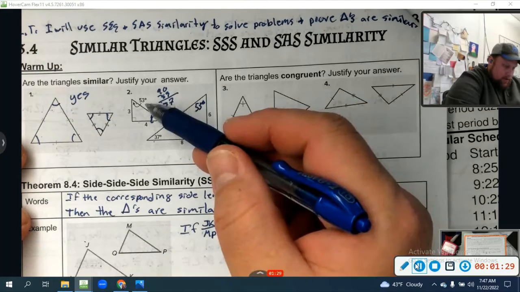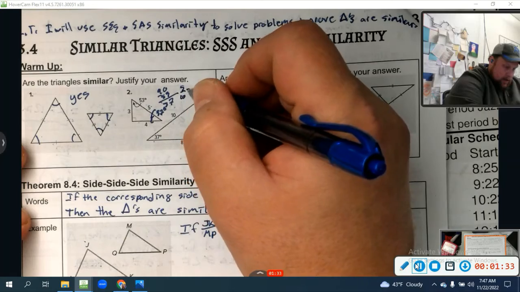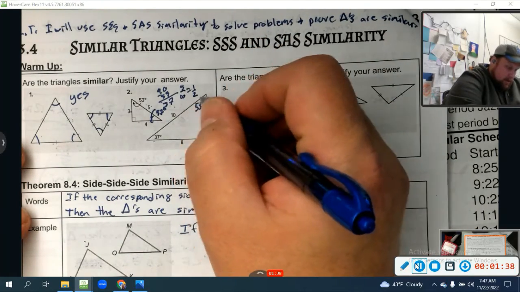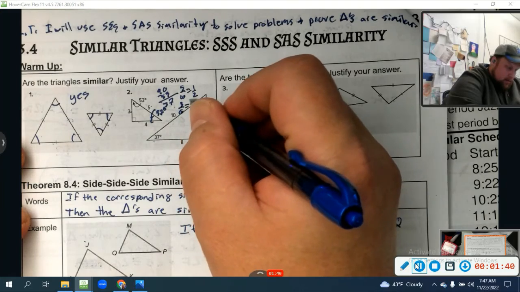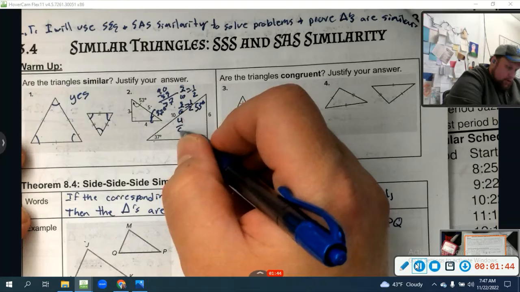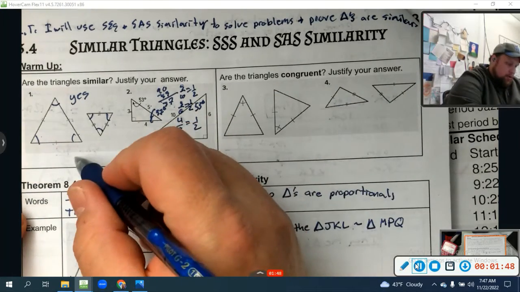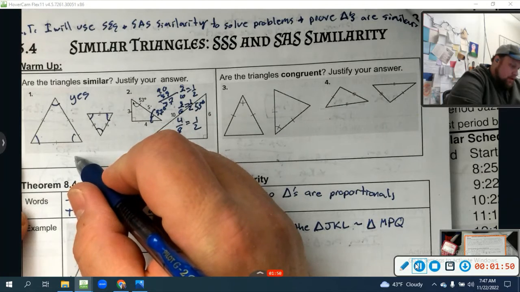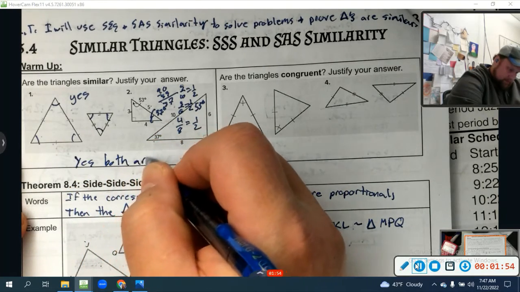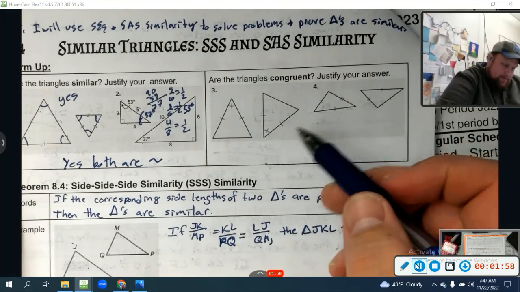5 is the hypotenuse, corresponds with 10. 5 over 10 is 1/2. 3 corresponds to 6. 3 over 6 equals 1/2. And then 4 corresponds to 8. And 4 over 8 equals 1/2. Same ratio there, so yes, both are similar. Are the triangles congruent?